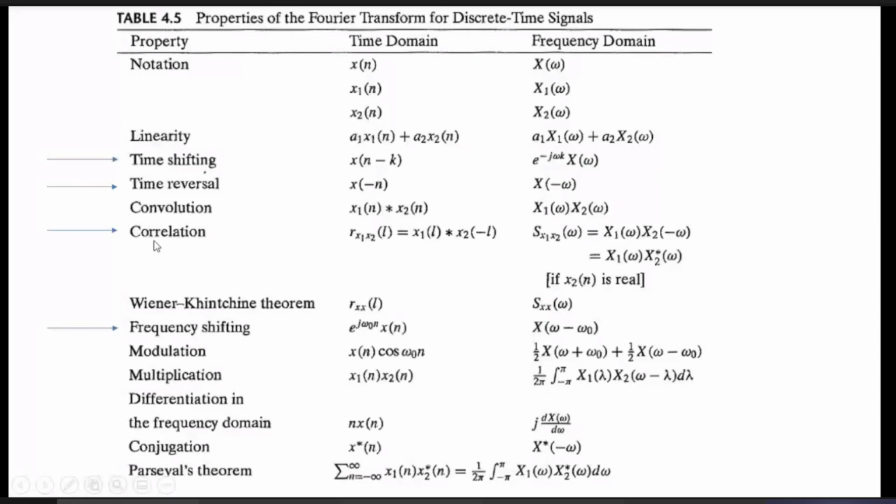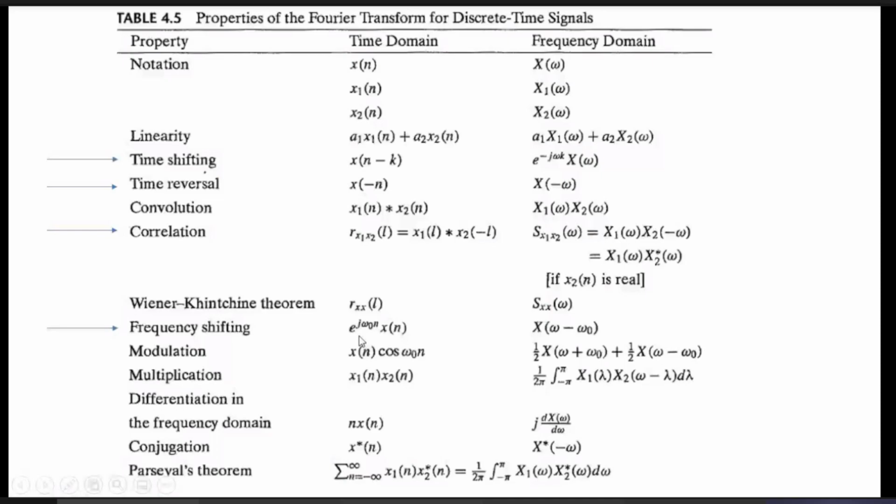Then frequency shifting. As you have seen in time shifting, if you shift the signal in time domain, similarly you can shift the signal in frequency domain by omega 0, X of omega minus omega 0. Then in time domain, its effect is seen as it is multiplied with e to the power j omega 0 n.